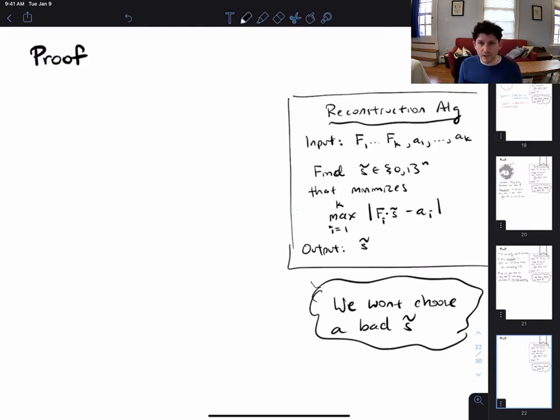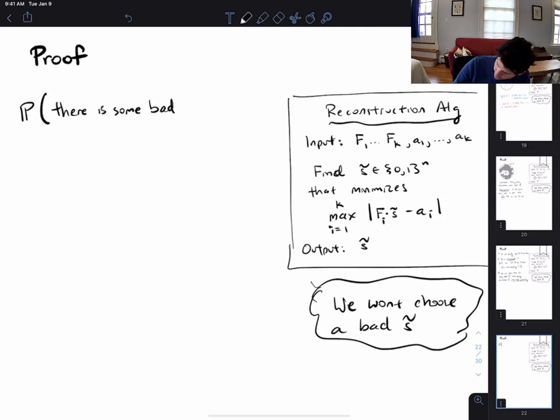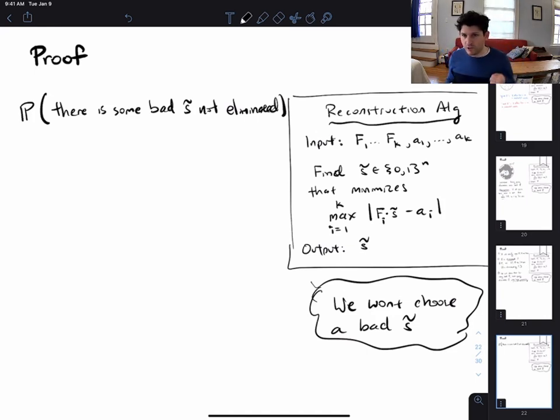All right, so what do we want to do? We want to bound the probability that there is some bad S tilde not eliminated. We want to show that that's small. We want to show that every bad S tilde has been eliminated.